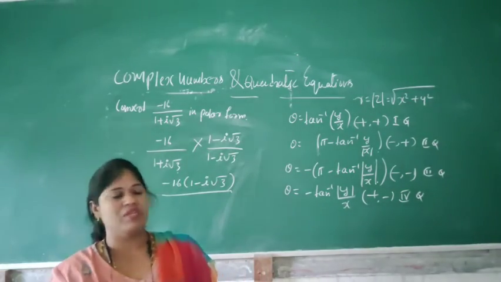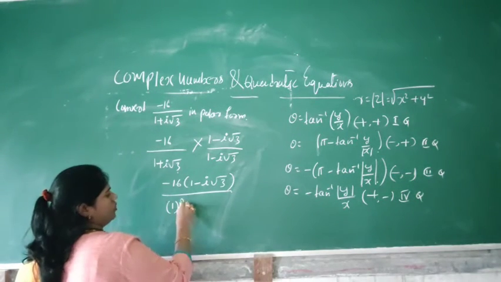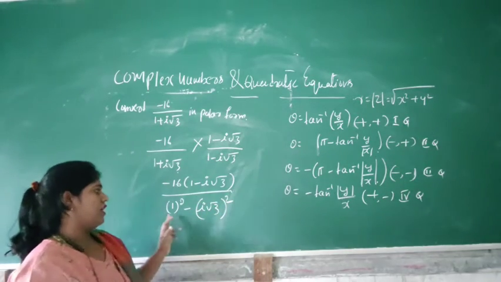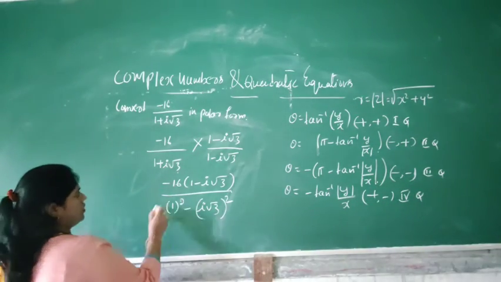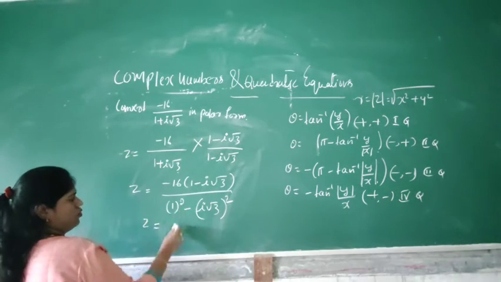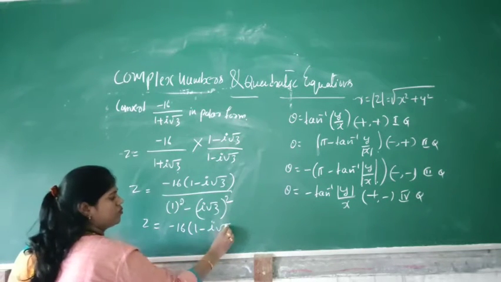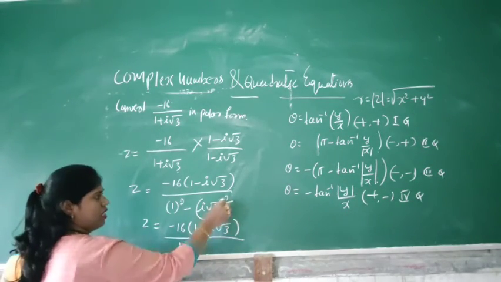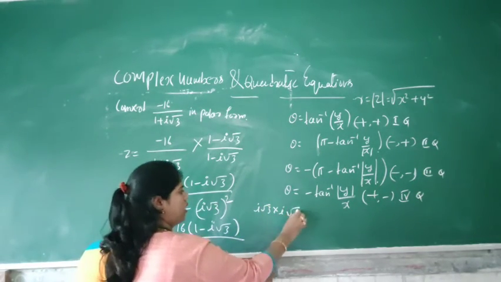A plus b into a minus b is a square minus b square. So 1 square minus i root 3 whole square. We have to simplify this. Consider this one as z. Z equals, we keep the numerator as it is, 1 minus i root 3. We simplify the denominator: 1 square is 1, minus i root 3 into i root 3.